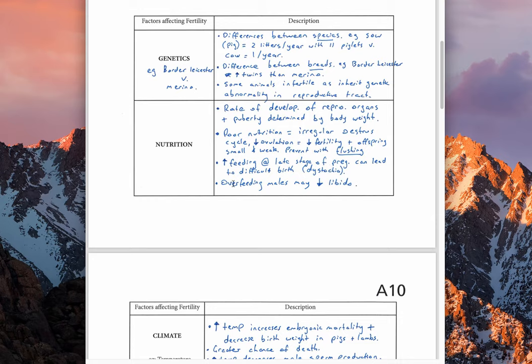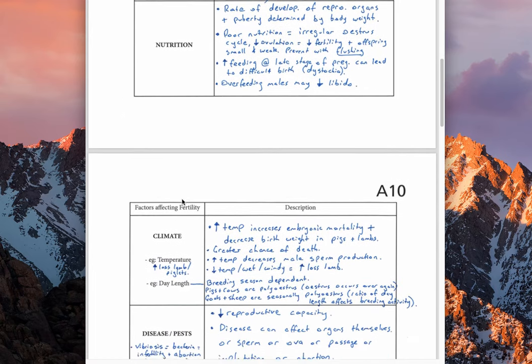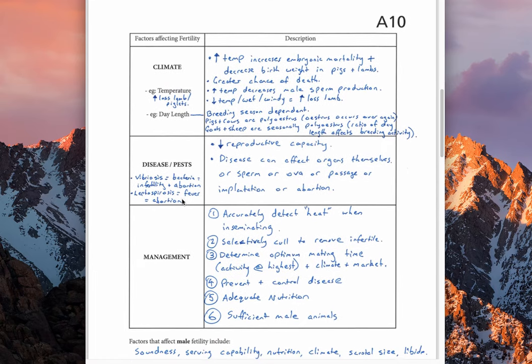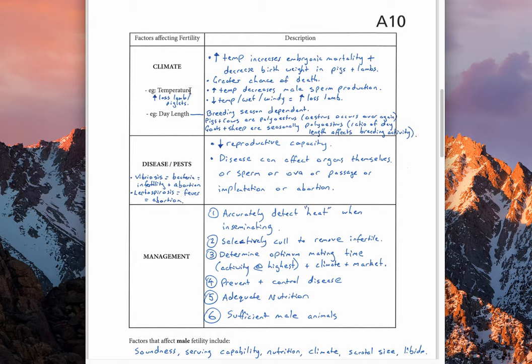On the other hand, with males, if you overfeed males, it's potential it can decrease their libido and they have a lower sex drive. If we move on to climate, there's various factors to climate, such as temperature, such as day length. But generally speaking, with temperature, if temperature increases, then there's an increased chance of the embryo not being born, or the fetus not being born, and embryonic mortality in the womb, and a decrease in birth weight in pigs and lambs if the temperature is consistently high. And that obviously leads to a greater chance of death.